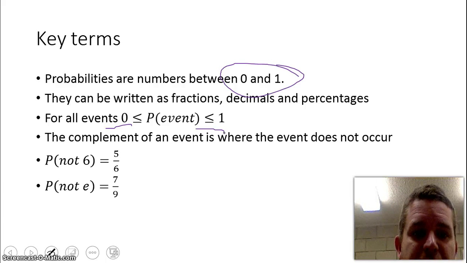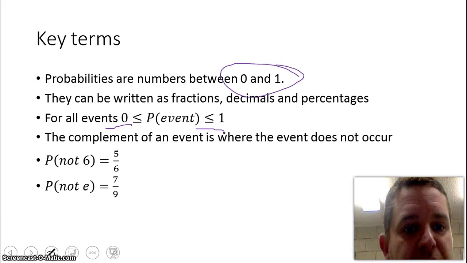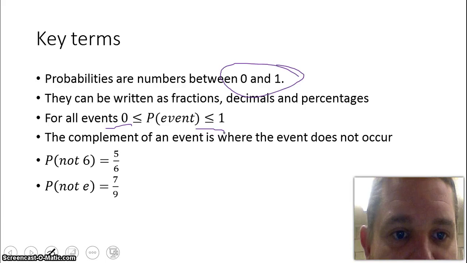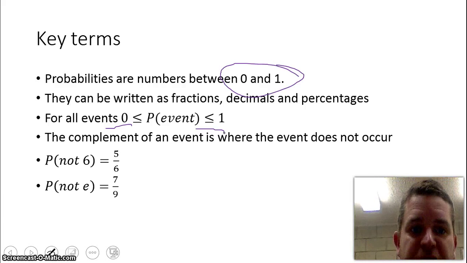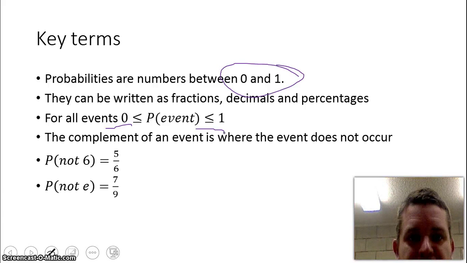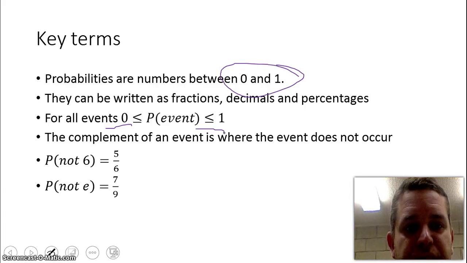Now, the last one we've got to talk about is the complement. So again, talking about my 2 examples, we can say that the complement of 6 is the chance of not getting a 6. So the chance of getting a 6 is 1 out of 6, so the chance of not getting a 6 is 5 out of 6.